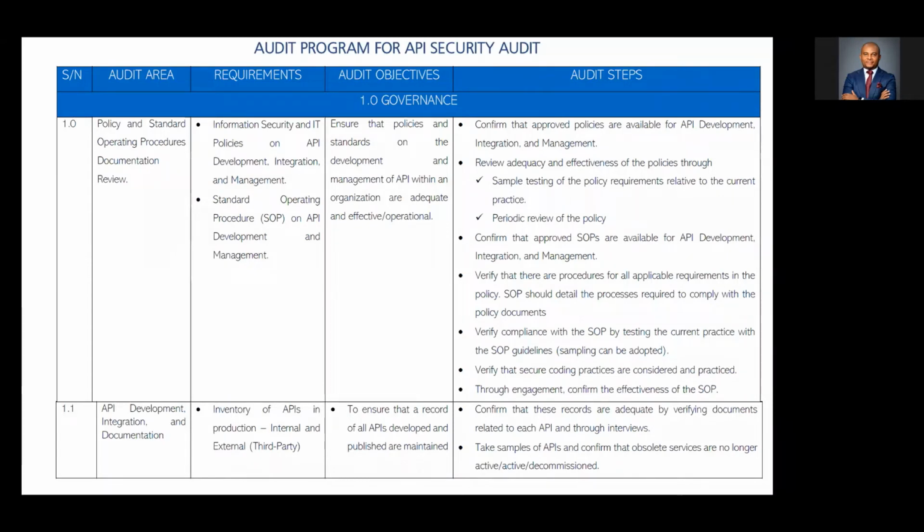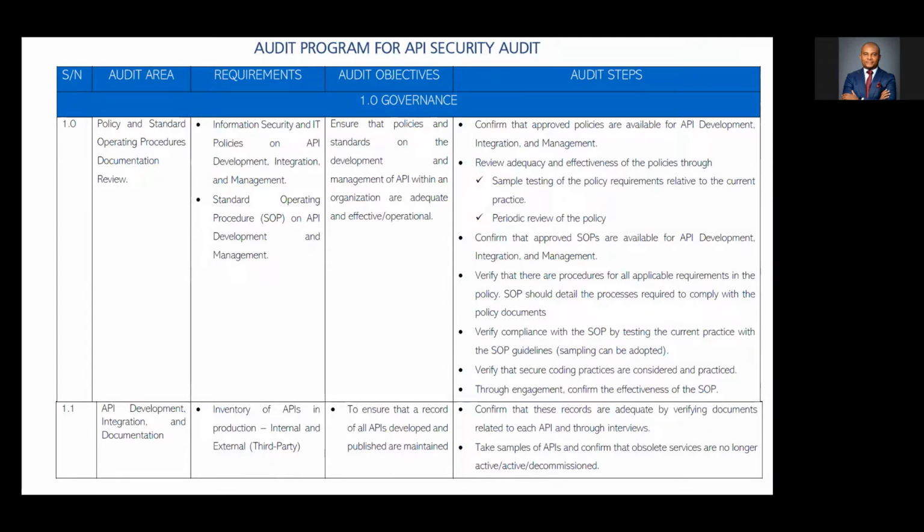For governance, first things first, we need to be looking at adequacy of controls. And controls are documented in policies, standards, SOPs. So first, you need to request the IT policies and information security policies that deal with API development, API management, API deployment, and also the standard operating procedures that deal with how the entity you're auditing manages its APIs, from the point of building the APIs up to the point in which APIs are put to rest.